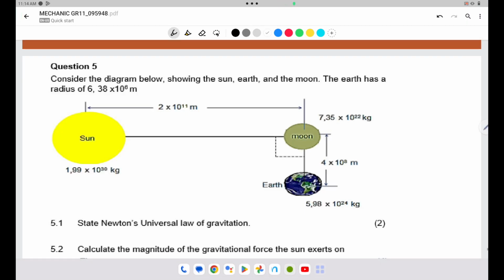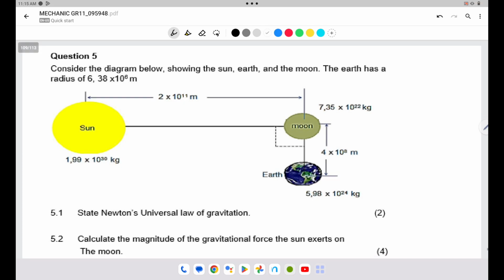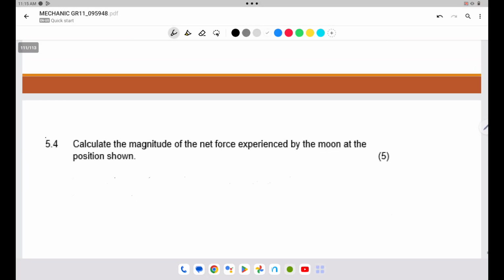Hello world, in today's video we're going to continue talking about the universal gravitational law, but in today's video we are focusing more on the application. So we are having a problem over here. Please feel free to pause and try this problem out for yourself. So these are the questions and the last one is somewhere down here.